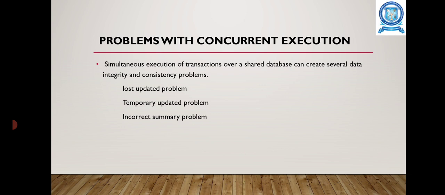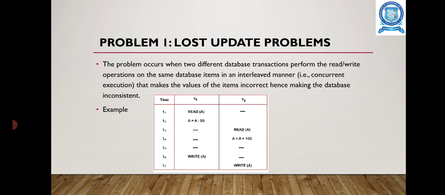The first one is the lost update problem, the second one is the temporary update problem, and the third one is the incorrect summary problem. First is the lost update problem. The problem occurs when two different transactions perform read and write operations on the same database item in an interleaved manner, that is, concurrent execution, that makes the values of the item incorrect, hence making the database inconsistent.